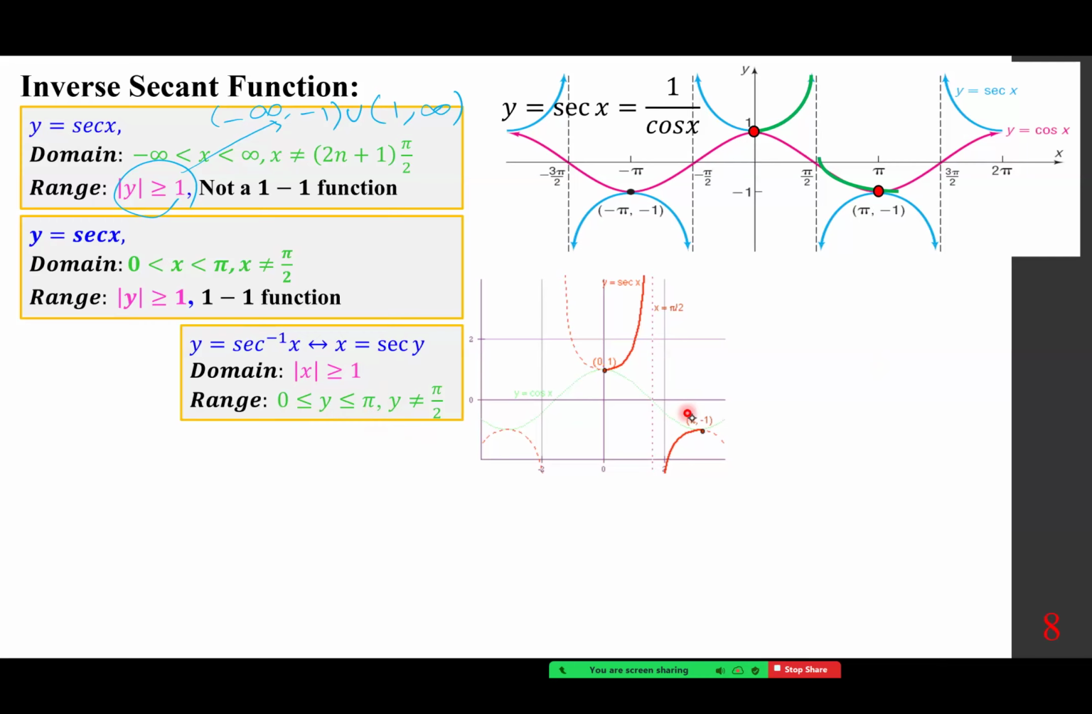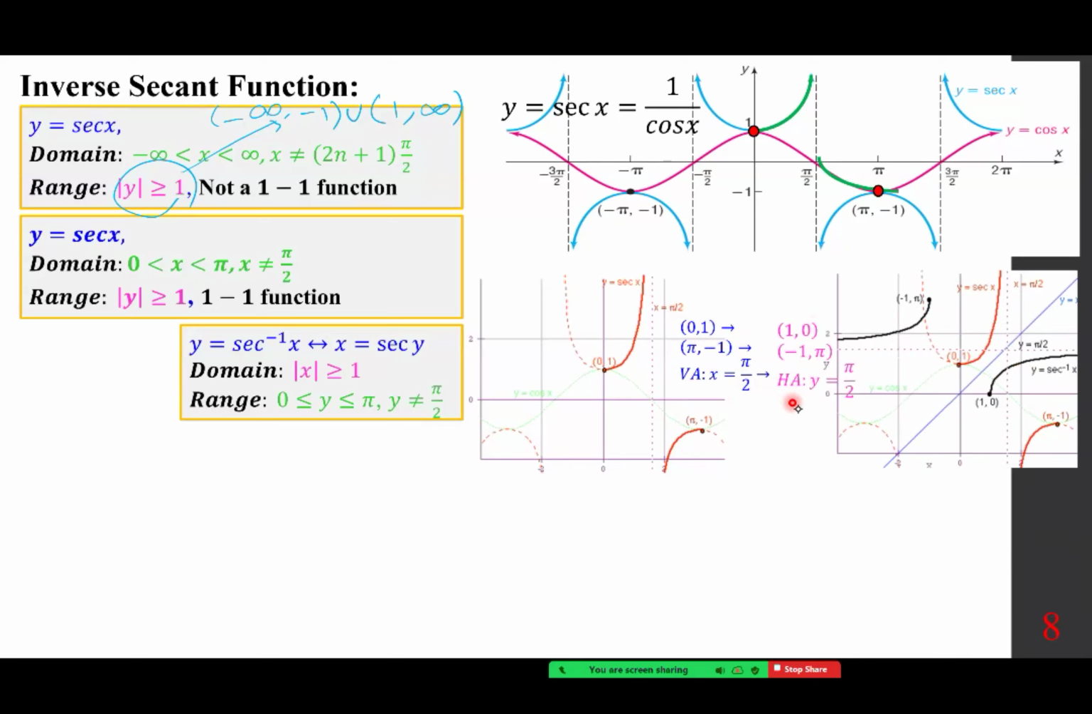So if you look at those 2 points, for example, we have the pairs. This one has coordinates 0, 1. This one has coordinates pi, negative 1. So 0, 1 goes to 1, 0. Pi, negative 1 goes to negative 1, pi. Vertical asymptote x equals pi over 2 will become horizontal asymptote y equals pi over 2. So those are the transitions. Interchange x and y for the inverse. VA becomes HA. And the graph looks like that.